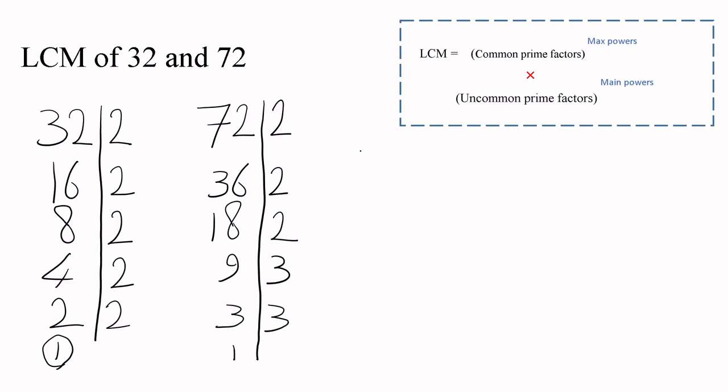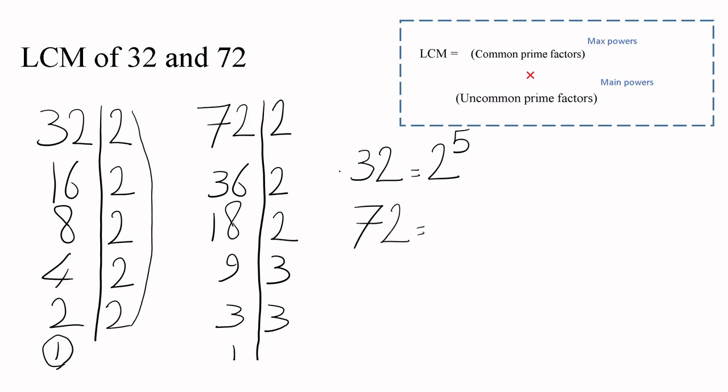So if I want to write prime factors of 32, how many 2's do I have here? As you can see, I have 5 2's. So 2 to the power of 5. What about 72? I have 3 2's as you can see here and 2 3's. So 2 to the power of 3 times 3 to the power of 2.